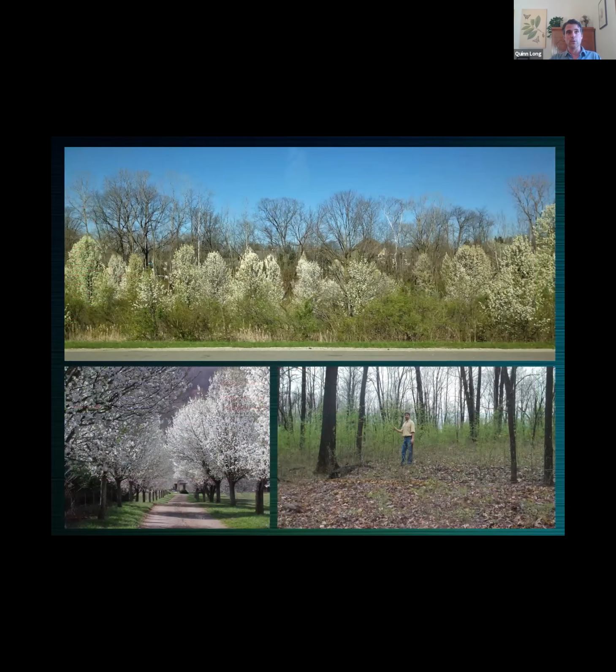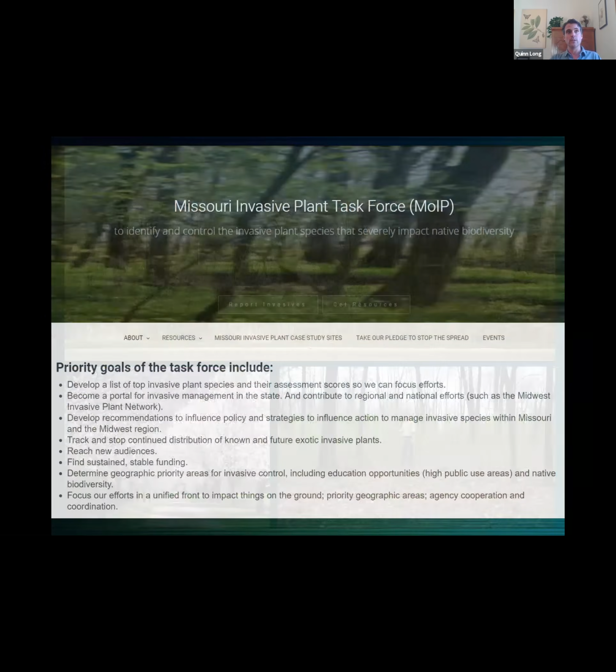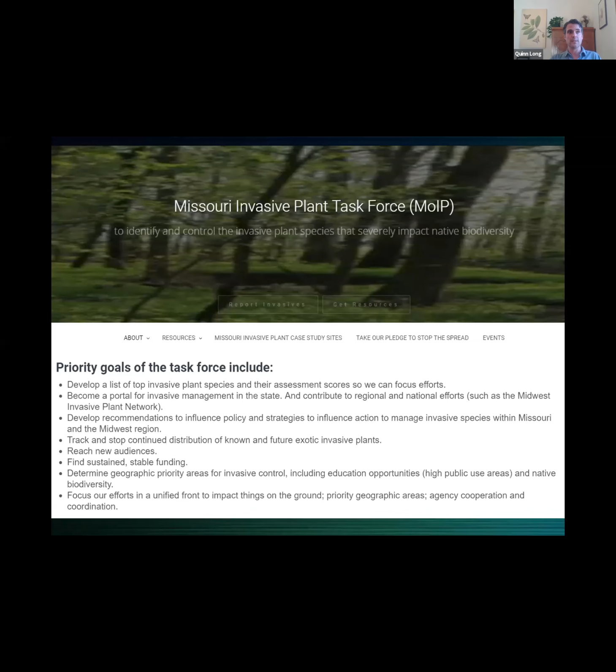And just to drive the point home about Callery pear, it has expanded considerably in the past 20 years and is not just invading roadsides, but also intact woodlands and other natural communities. So this is just a canary in the coal mine example of how much in need of update the assessment was. And as such, this was a high priority for the Missouri Invasive Plant Task Force.